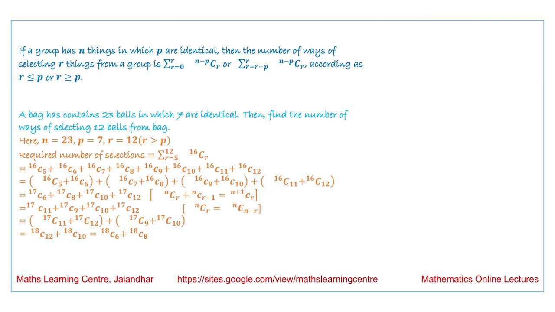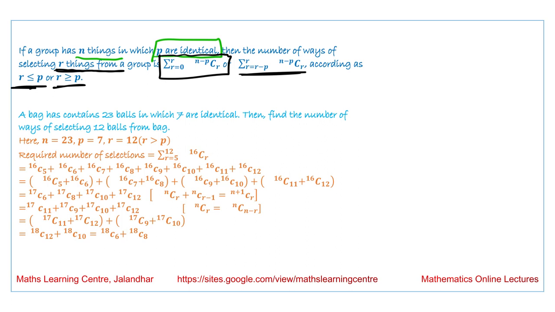Next is, if a group has n things in which p are identical, then the number of ways of selecting r things from the group is given by this formula: it is the sum of n minus p C r for r from 0 to r if r is less than or equal to p, and it is the sum of this value when r is greater than or equal to p. So based upon this, we have this problem.